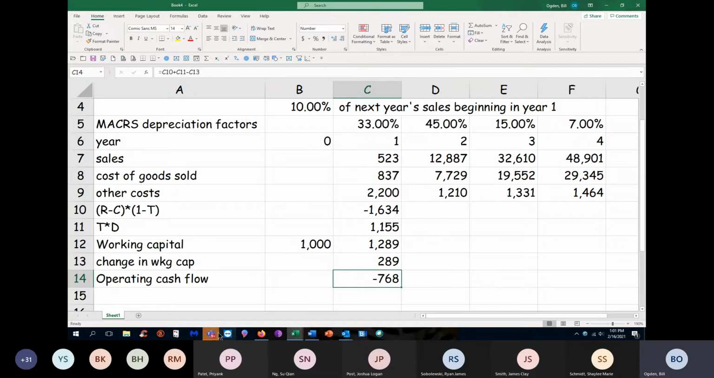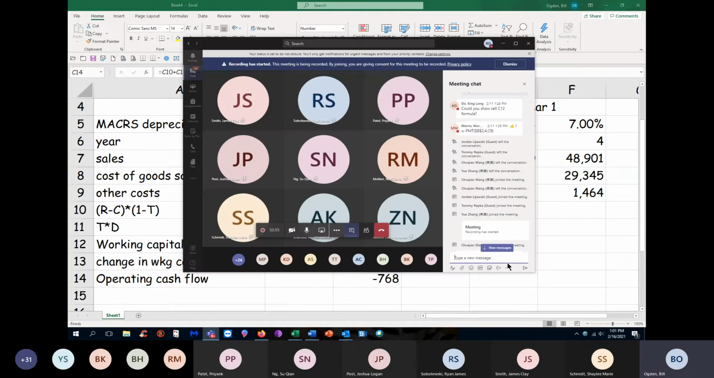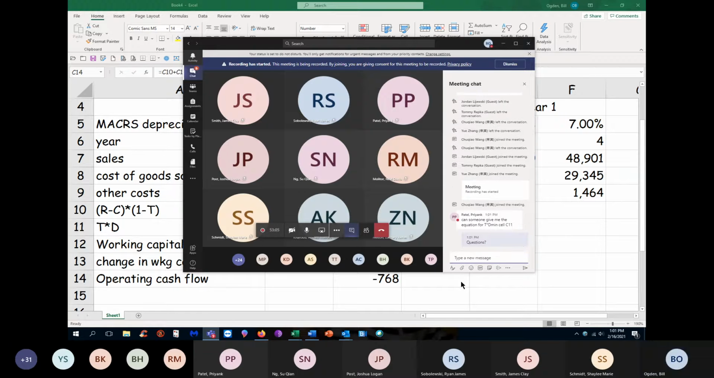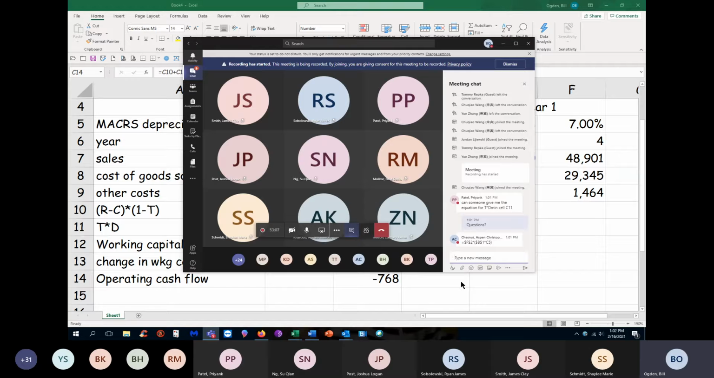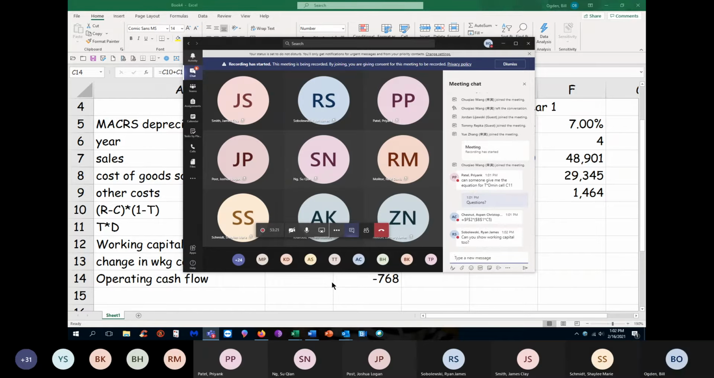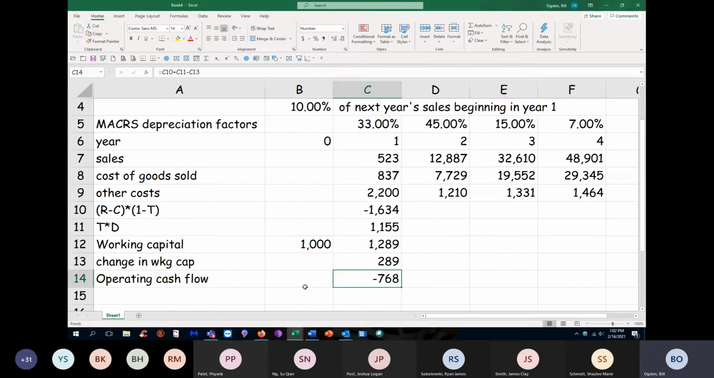All right, let's take a pause and see what kind of help I can offer here. Okay, questions? Oh, can someone give me, oh, I'm sorry. Can someone give me the equation for T times D? I'm not sure, minimum cell C11. We can look at C11. That's not too hard to do. Show the working capital too. All right, we can do that.